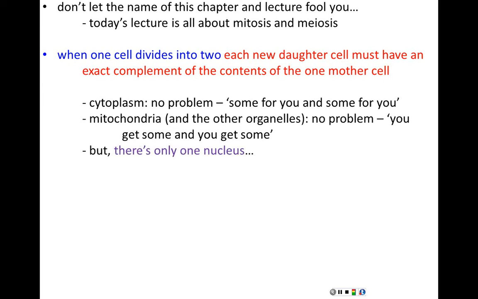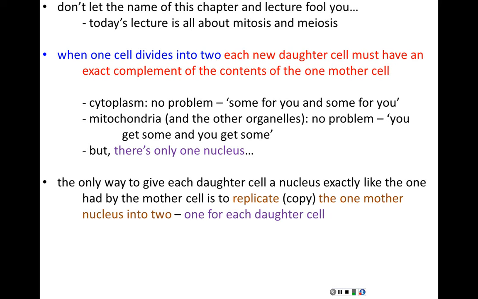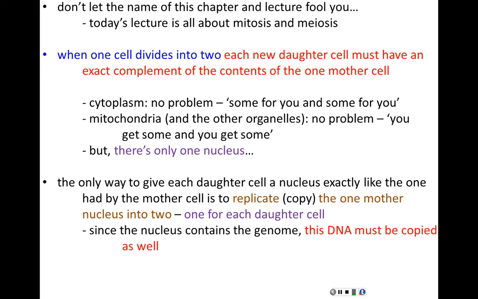But see, there's a problem with the nucleus. The nucleus is the one organelle in the cell that is unsplittable. There is only one. So how do you take one nucleus and give one to one daughter cell and one to the other? The only way to give each new daughter cell a nucleus, exactly like the one the mother had, is to copy that nucleus, copy the DNA inside of it, turn one nucleus into two, and then give one each to the new daughter cells.